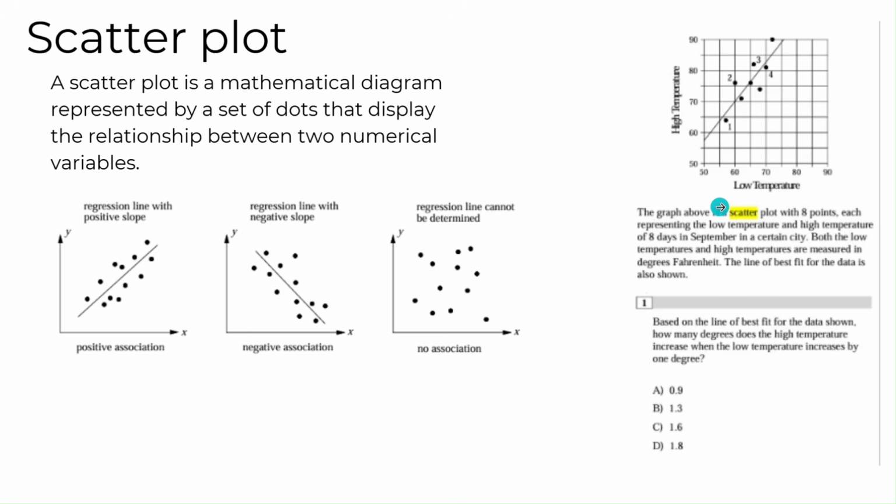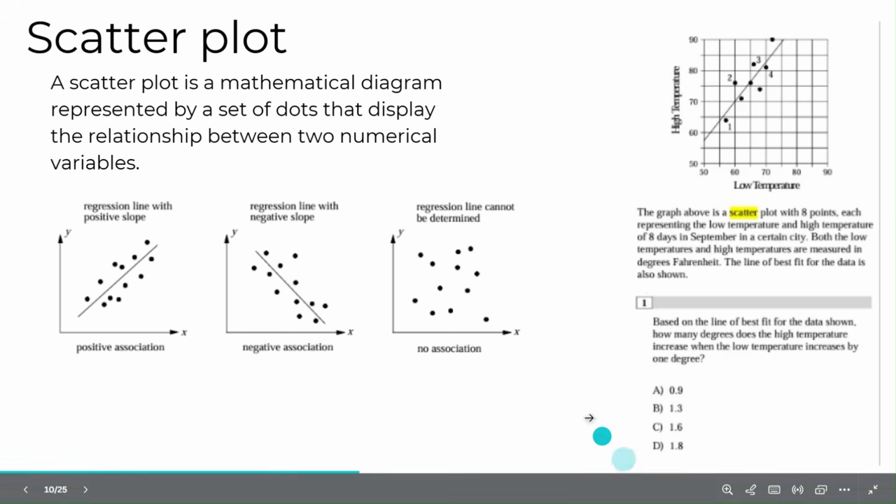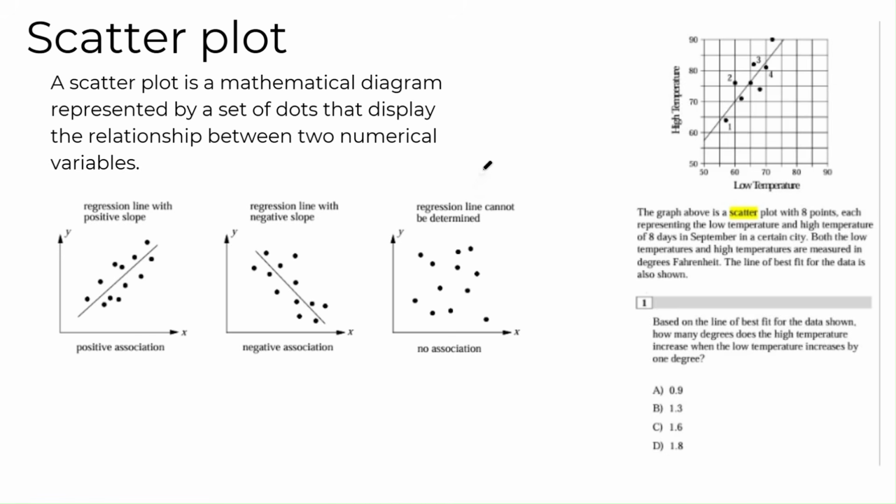And another question from this could be arranged in this way. It says, based on the line of best fit, how many degrees does the high temperature increase when the low temperature increases by 1 degree? It's basically asking you for the average rate of change, which means it is the slope. We have to find the slope of it, and to find the slope, we have the formula: y1 minus y2 over x1 minus x2. Let's get our y as 90. Our first y is 90.